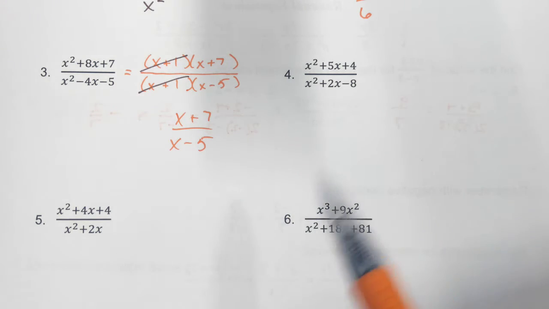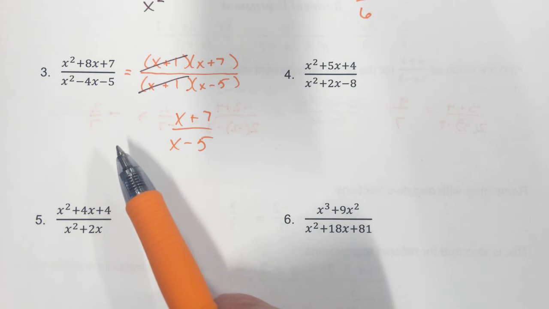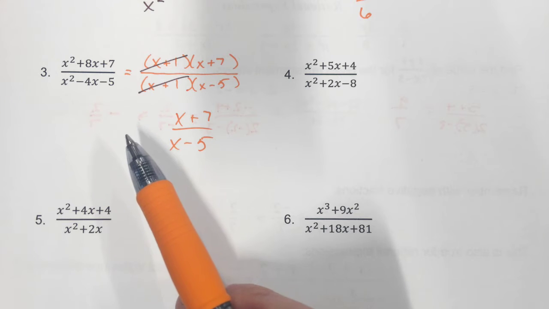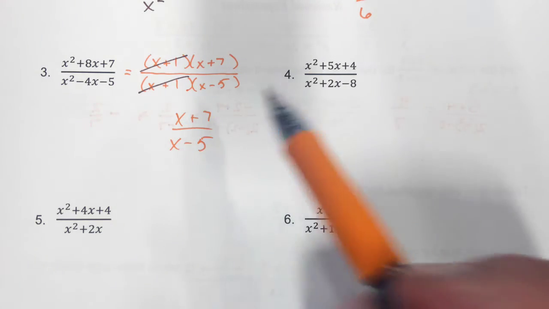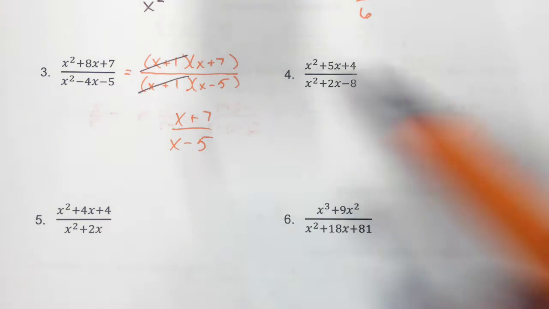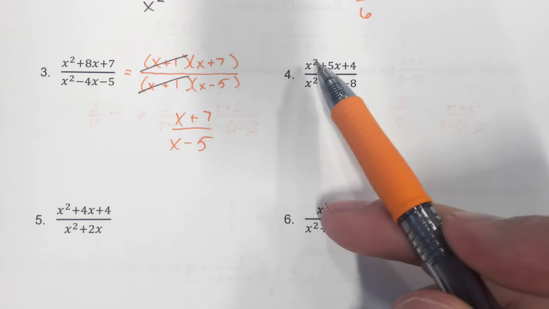If you think about numbers, if you had 12 over 5, you couldn't take 5 away from 12 and call it 7. That's not the same thing. 12 over 5 is not 7. So you can only cross things out when they're being multiplied. So don't try and cancel those x's out.